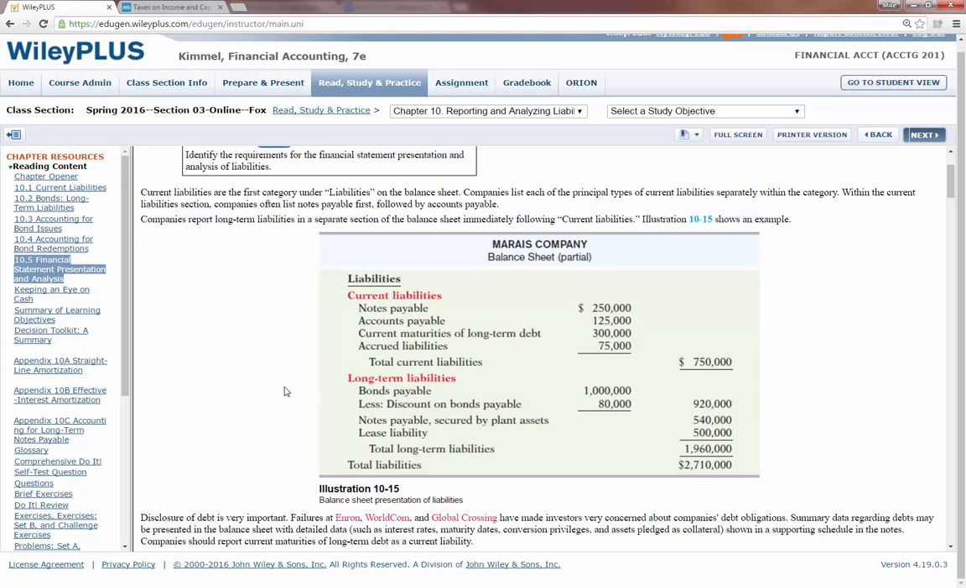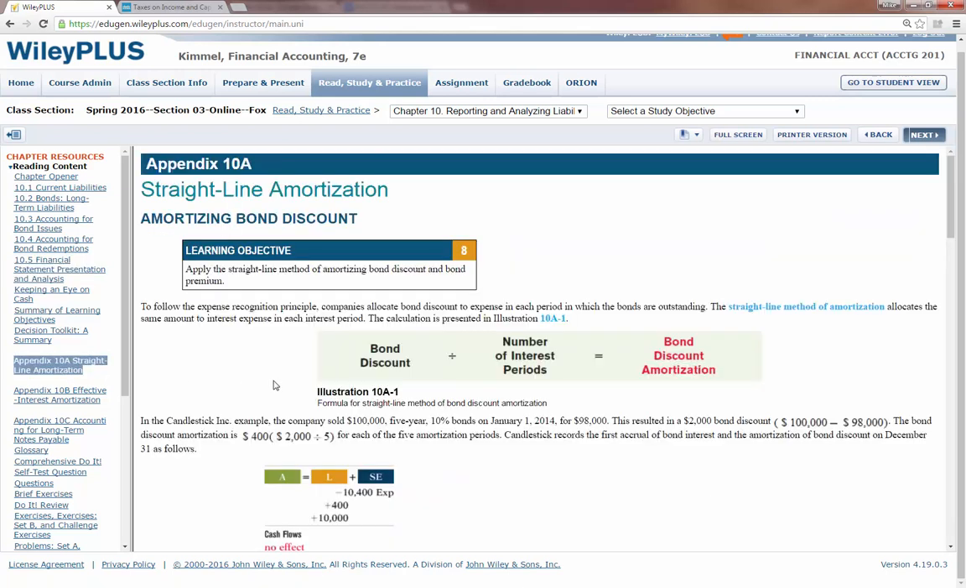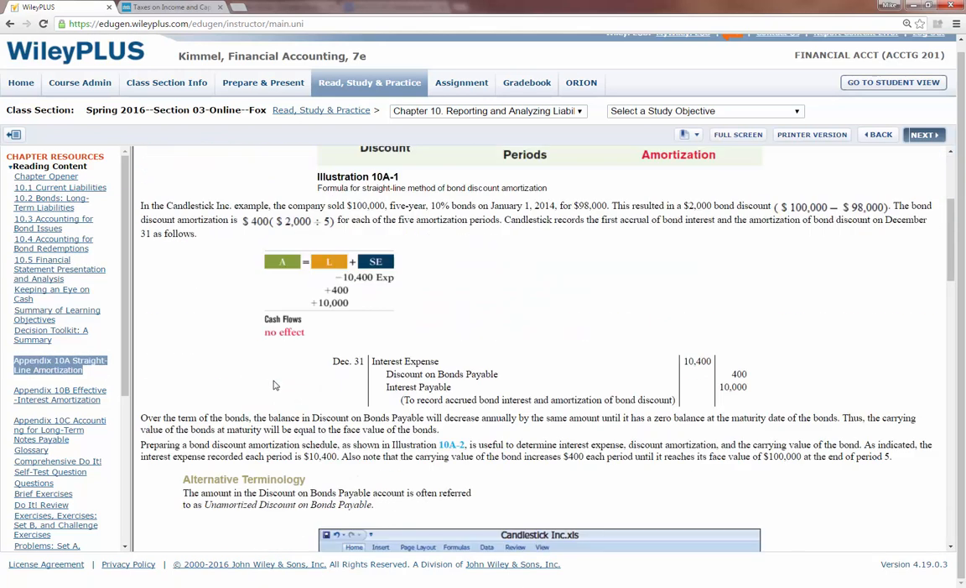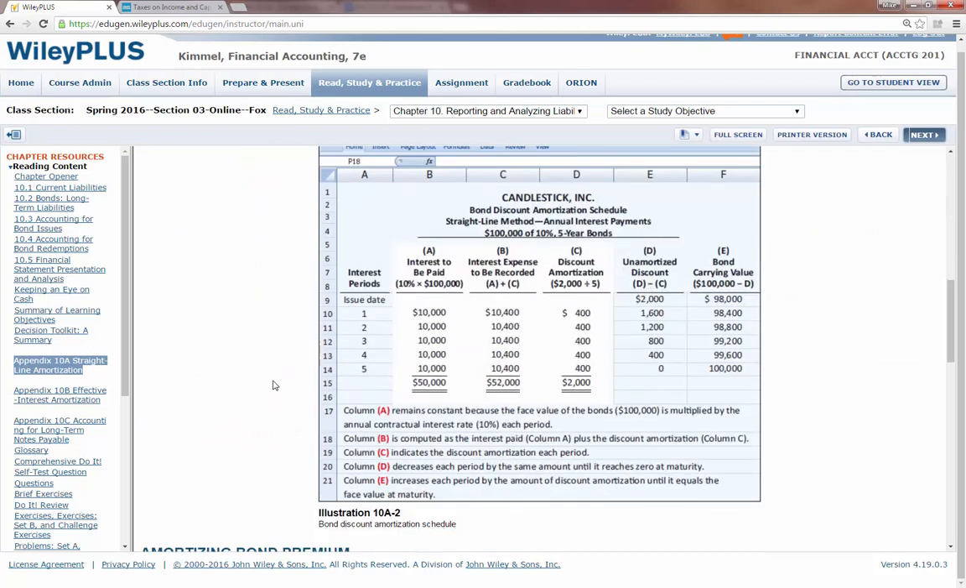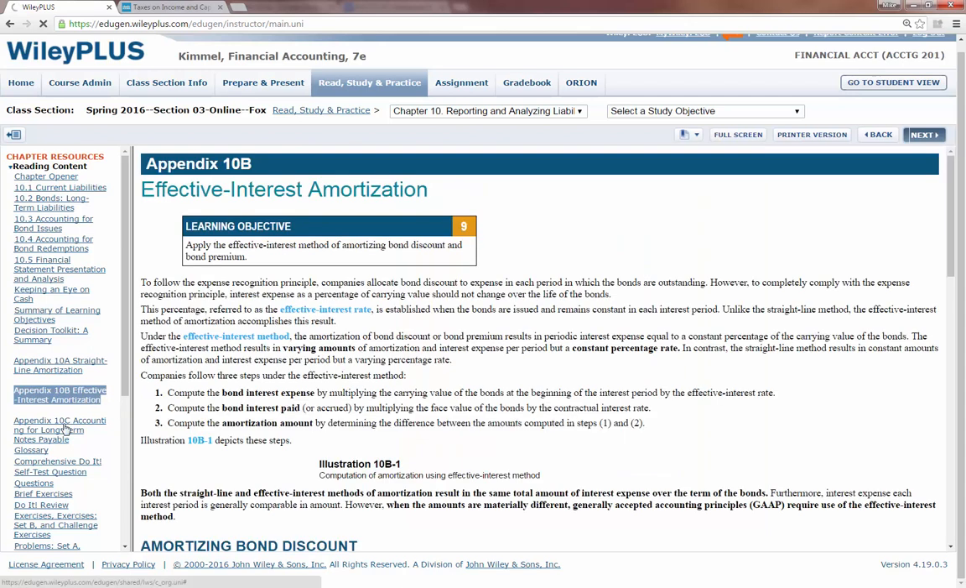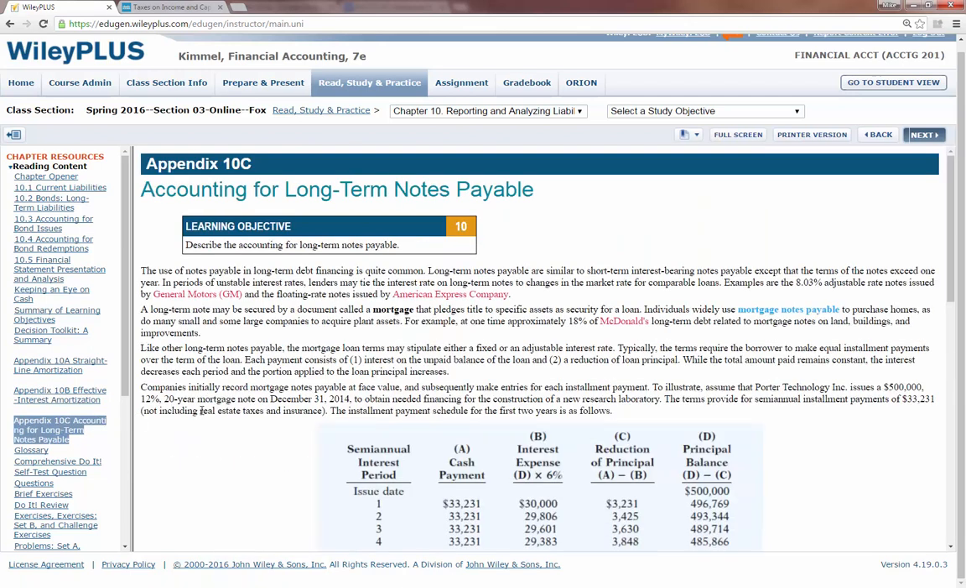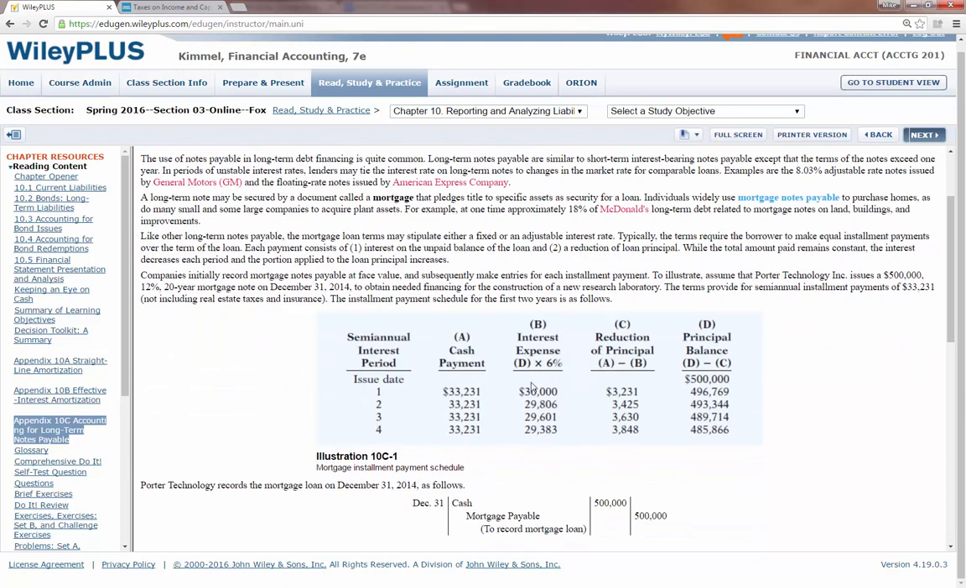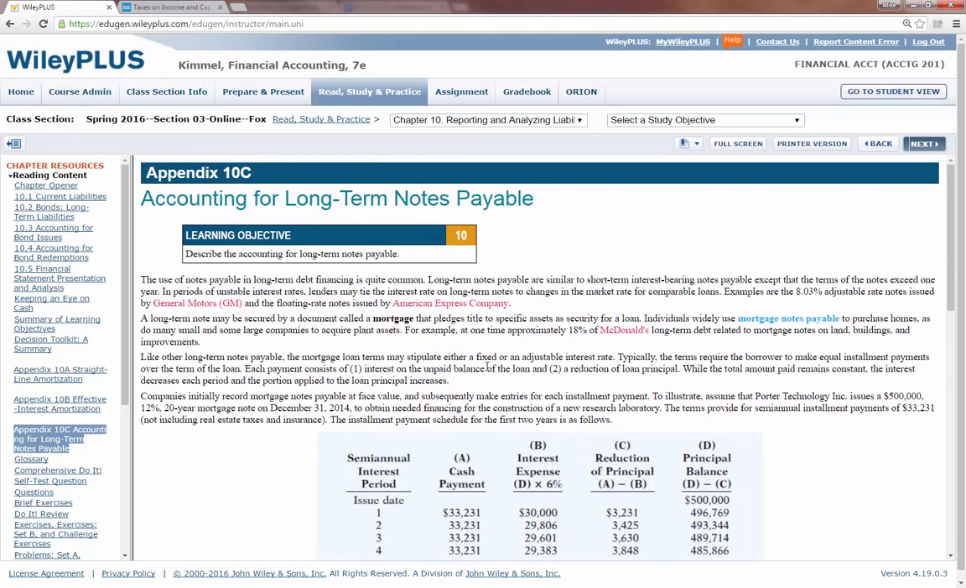So that's chapter 10. The appendix on amortization is pretty useful. In appendix C, this accounting for long-term notes payable, where you have to make a little table, that might be something you want to review as well. This is information that was in the homework problems, so you'll probably see them again, I guess, as a point.